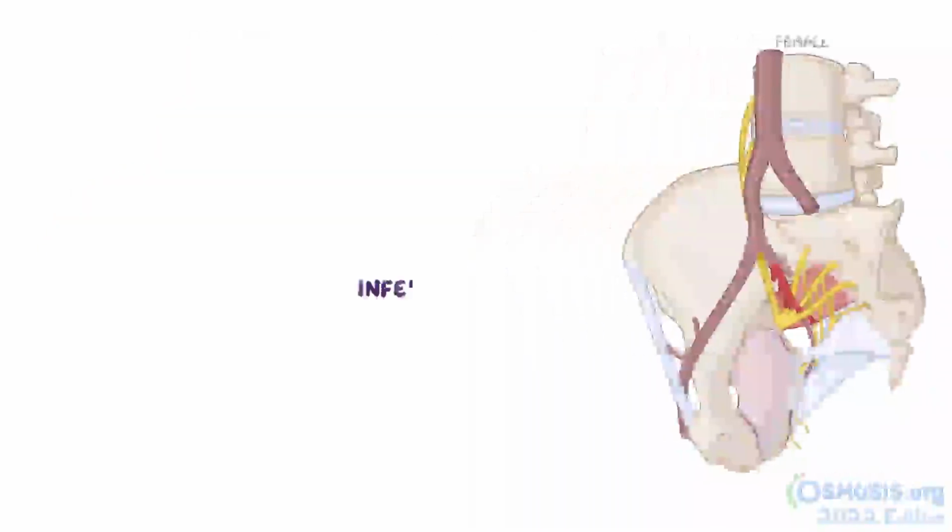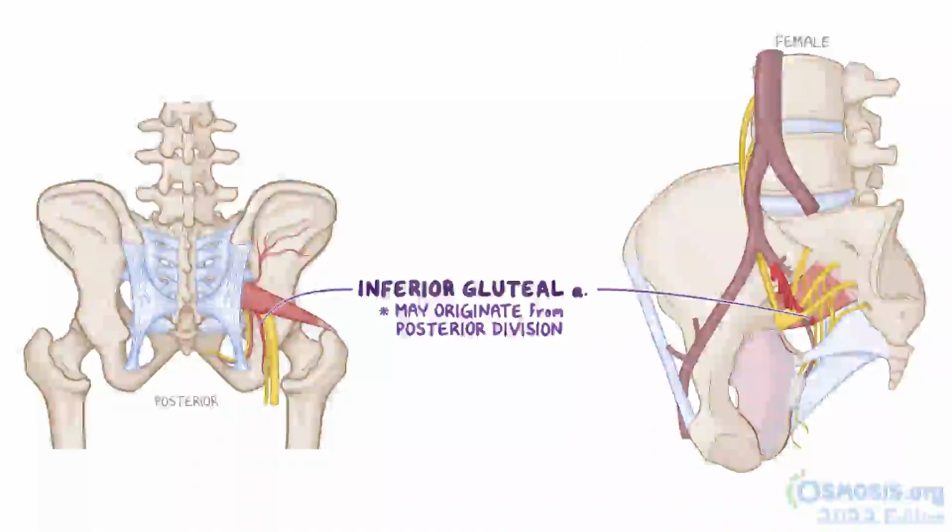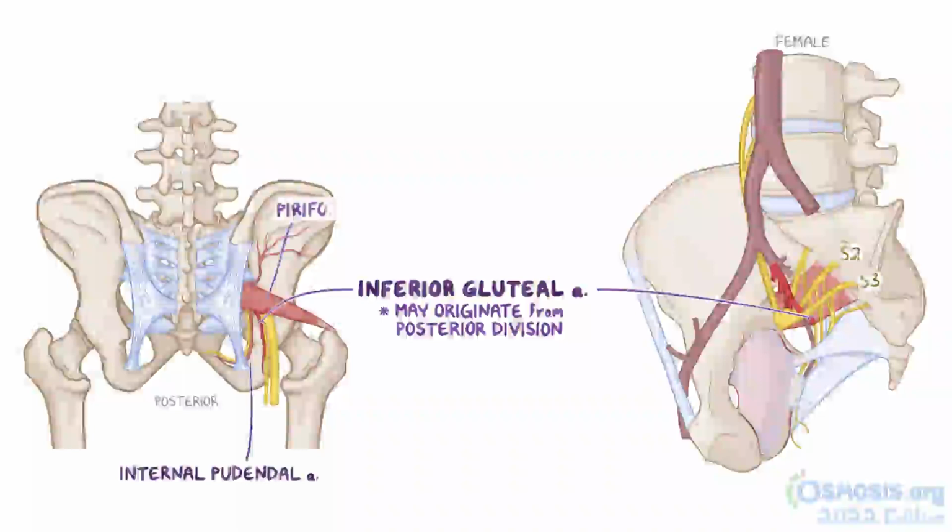Finally, there's the inferior gluteal artery, which is the largest terminal branch of the anterior division of the internal iliac artery. However, it may also originate from the posterior division in some individuals. Remember when we said that there was a lot of variability in this area? Well, we hate to say we told you so. The inferior gluteal artery passes posteriorly, usually between the second and the third sacral spinal nerves, S2 to S3. Then it leaves the pelvis next to the internal pudendal artery, inferior to the piriformis muscle.